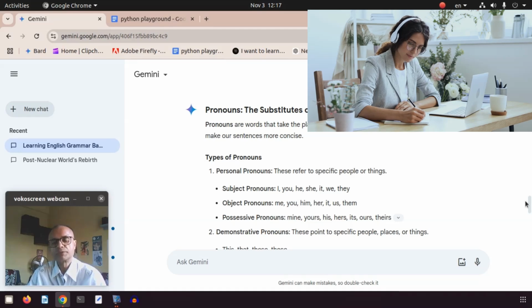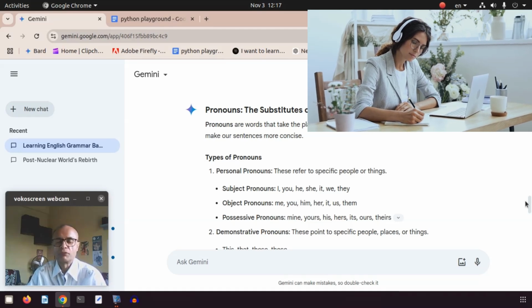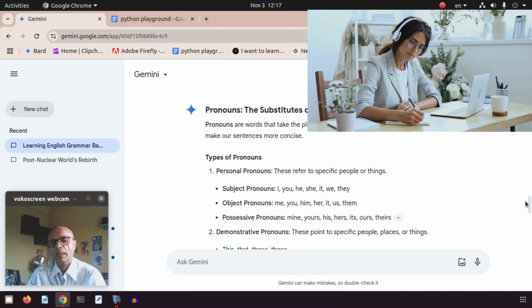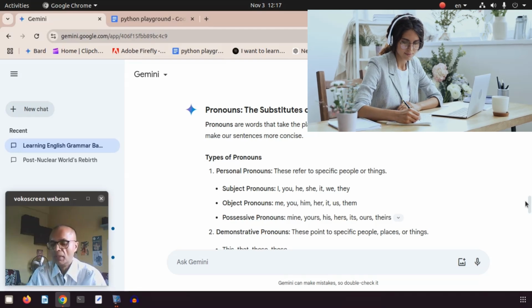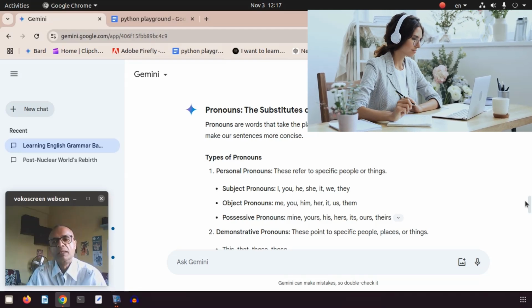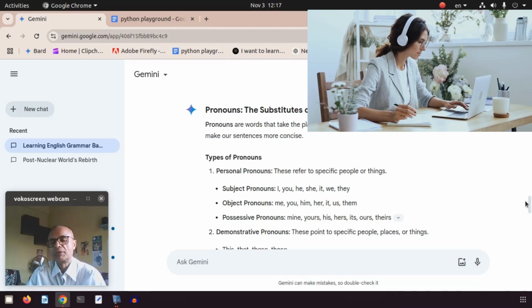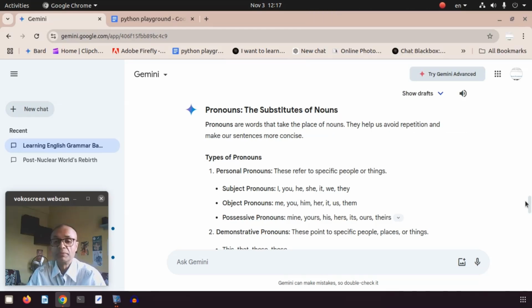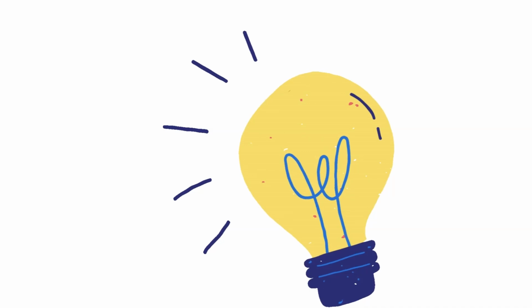Now first of all, what are pronouns? Pronouns are also called substitutes for nouns. That means the substitutes of nouns, right? So pronouns are words that take the place of nouns. They help us avoid repetition and make our sentences more concise, more interesting.